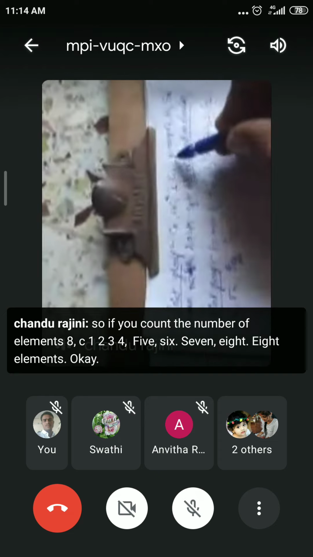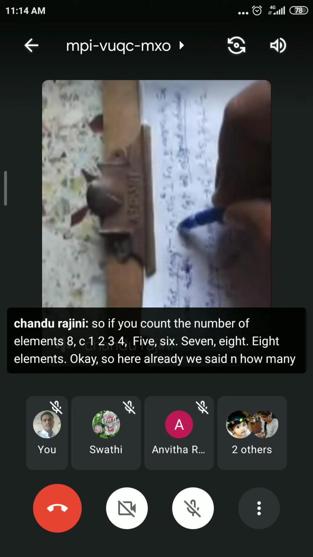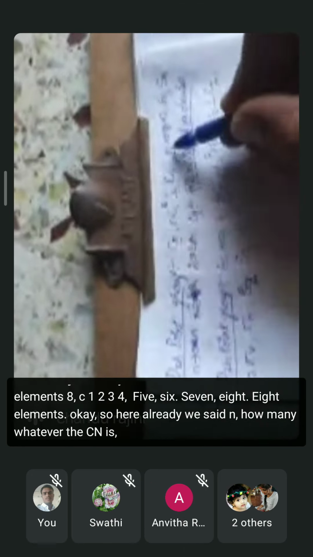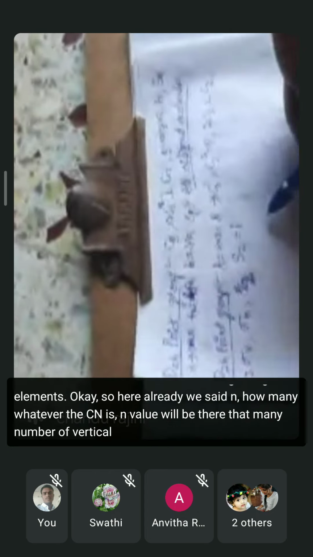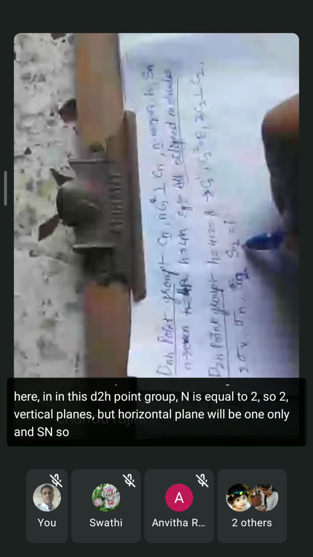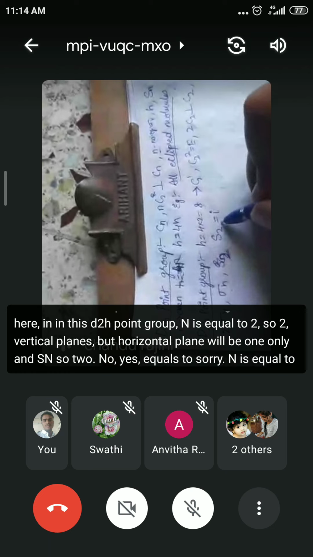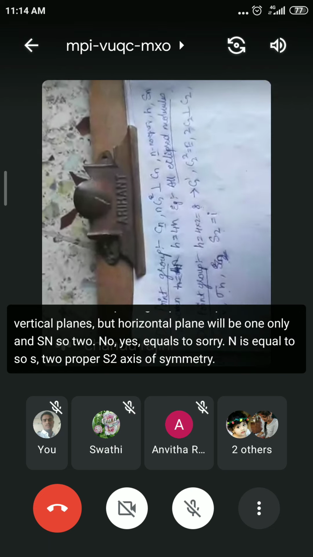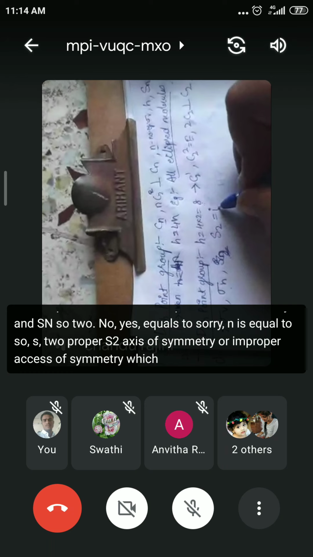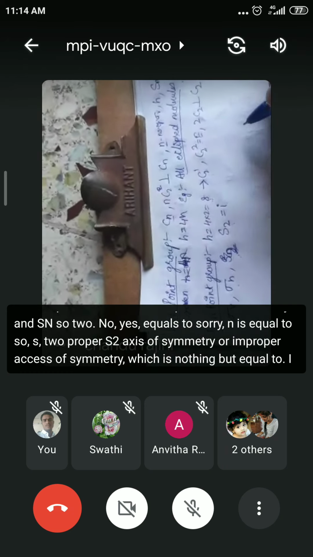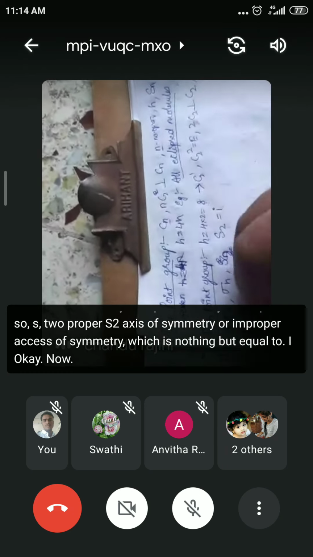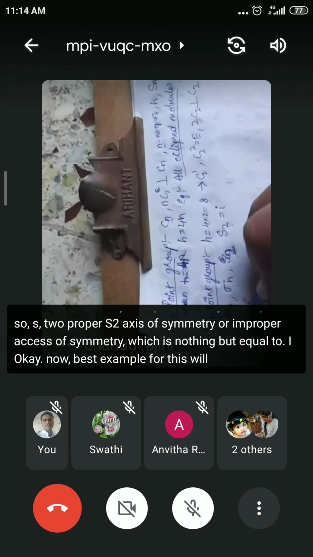Okay. So here, as we already said, whatever the Cn is, that many number of vertical planes will be coming. In this D2h point group, n is equal to 2. So 2 vertical planes, but the horizontal plane will be 1 only, and Sn, n is equal to 2. So S2 axis of symmetry or improper axis of symmetry, which is nothing but equal to i. Now, the best example for this will be ethene.